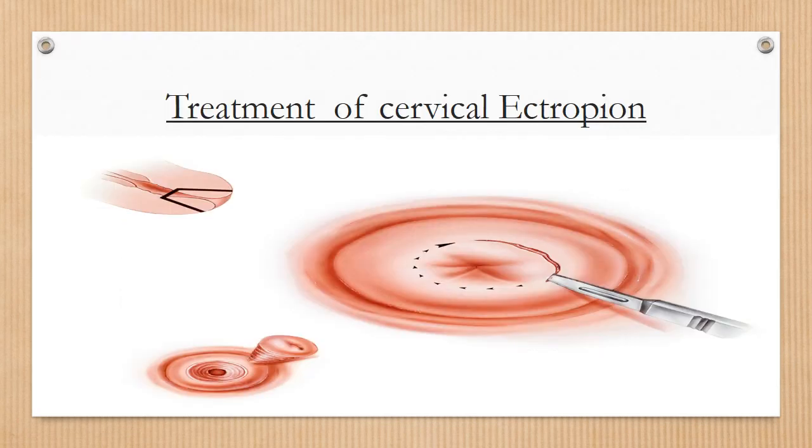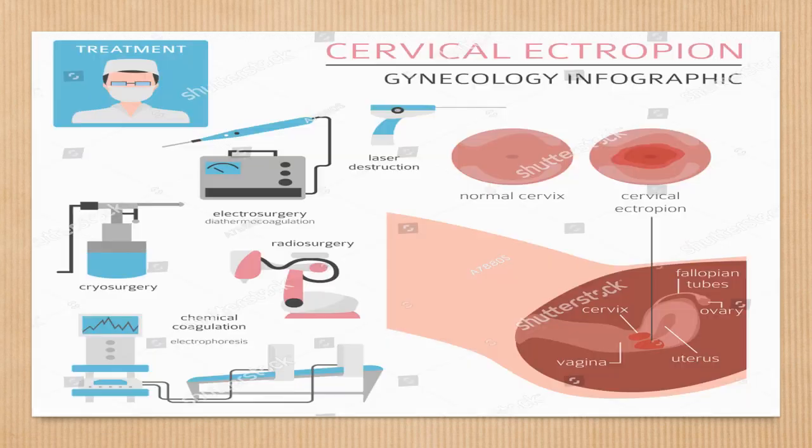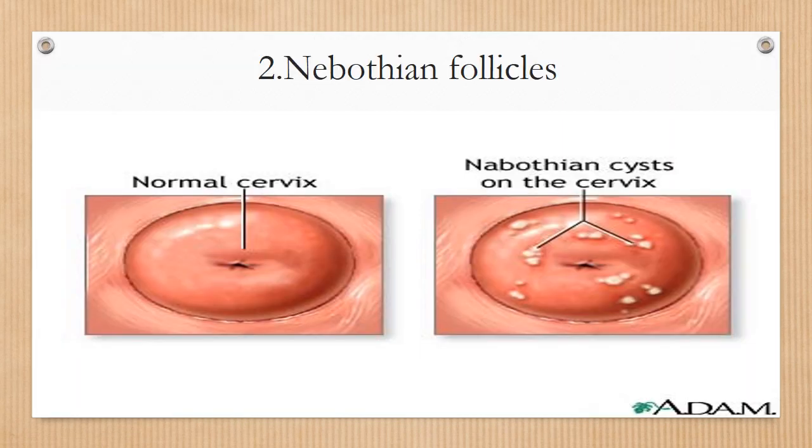Then what is the treatment of cervical ectropion? We can ablate this area, or we can remove it with the help of a knife or with the help of a large loop. So different modalities of treatment: laser ablation, electrosurgery, radiosurgery, chemical coagulation, and then cryosurgery for ectropion. Then another benign lesion of the cervix, which is quite common, is called nabothian cysts of the cervix.